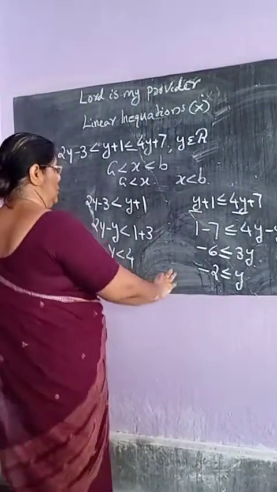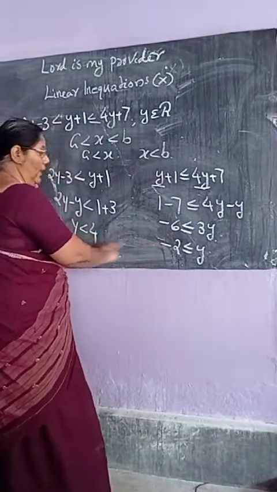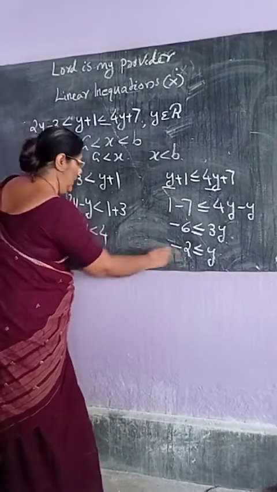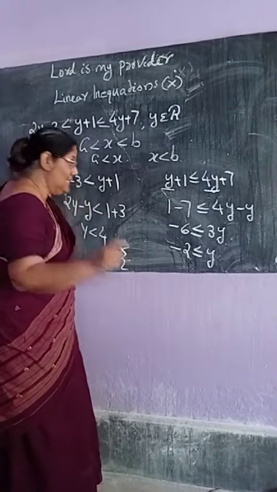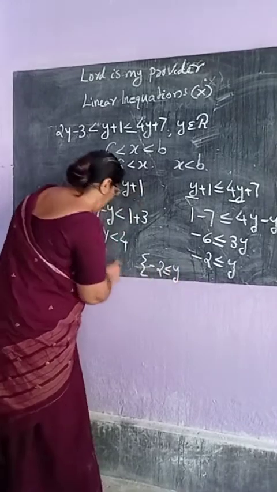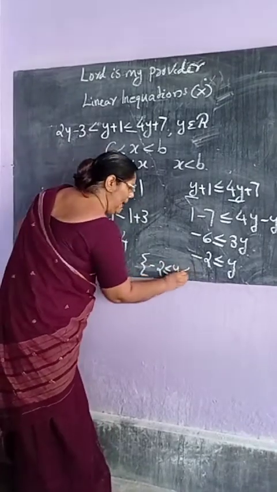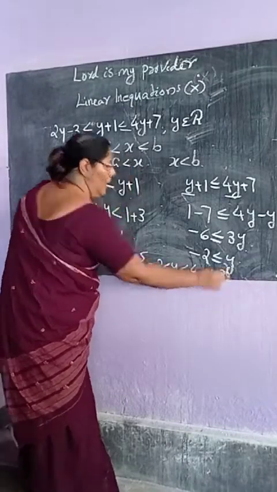Now our aim is to combine these two. Understand? Which is smaller? Minus 2 is smaller. Therefore write the answer. The set, very important, the set minus 2 less than or equal to y, the same y less than 4, comma, y in R, right.